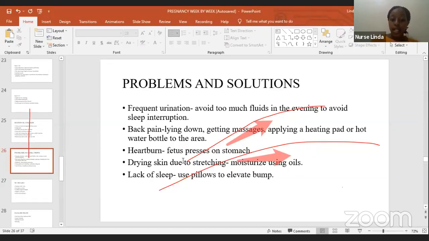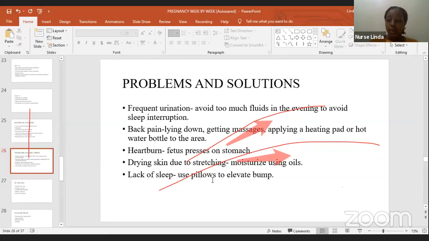We talked about heartburn, and then they could experience drying skin due to the stretch marks. They can manage this by moisturizing using the various oils that they use. Lack of sleep is common because of maybe the baby's movements, because of the pressure that is being applied on them by the baby, but they can manage this by using pillows to elevate the baby's bum.